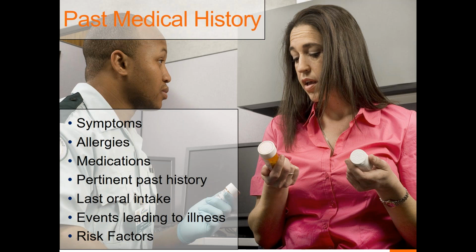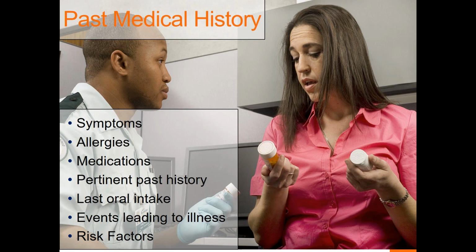And then last but not least, when we're talking SAMPLE, the new terminology for that is SAMPLER. Do they have any risk factors? Are they obese? Do they smoke? Do they drink too much? Are they a drug user? Do they have a family history of first degree relatives that died at the age of 35 from cardiac disease or stroke? And now they're presenting to me at 35 with signs of cardiac disease or stroke. Those would be some risk factors.